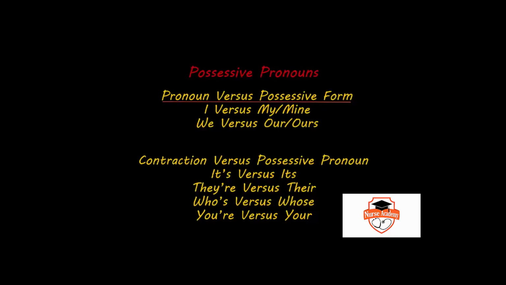And then you have their, which is different from they're, which is they are. You want to say their, so their books, their school, versus they're going to the store, or they're going to get their book. So you really want to be careful with your contractions versus possessive pronouns.